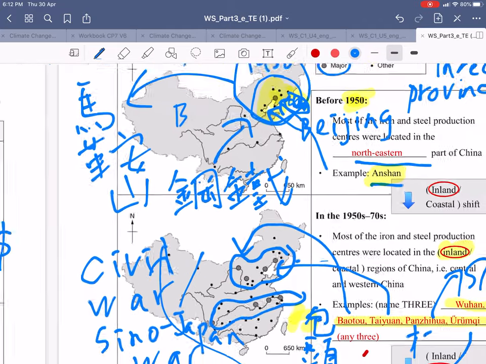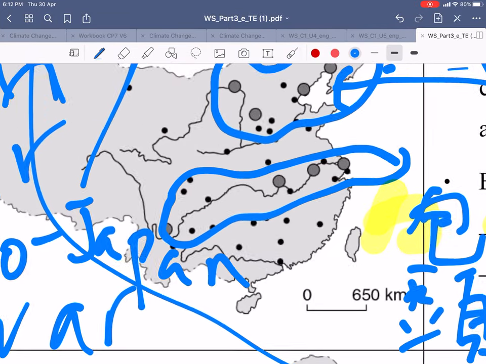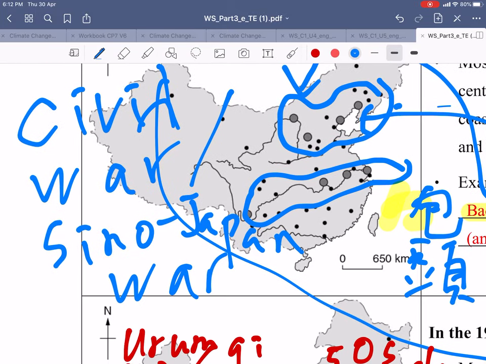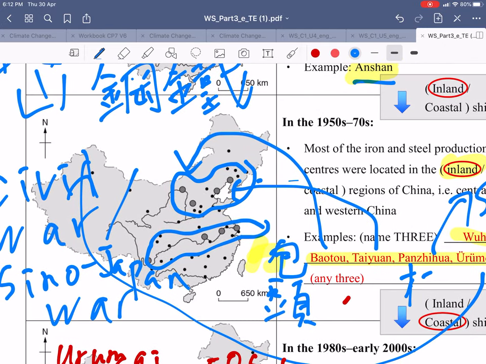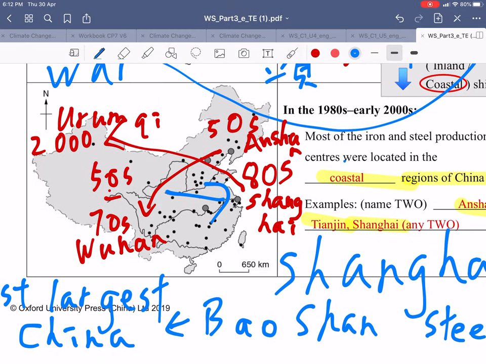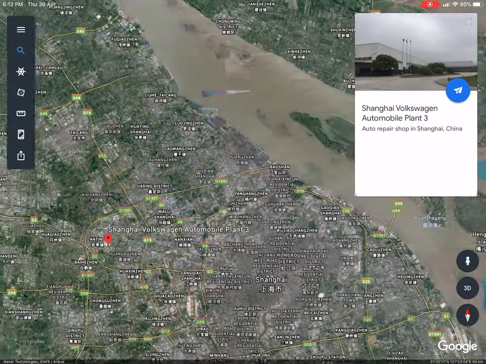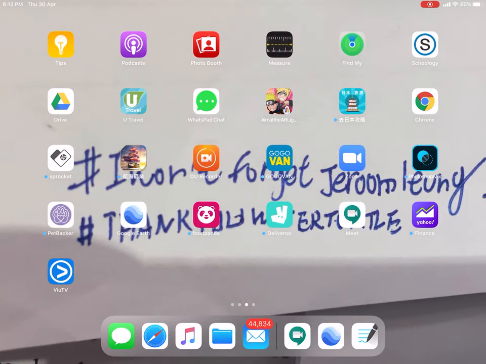This arrow is a bit exaggerated. I'm just talking about this area, along the Changjiang River Basin. For example, Wuhan, and the Chongqing steel plant emerged in the 1950s. And then in 2000, it comes to Shanghai. That's the thing that I've shown you here. Baoshan steel plant, only one in Shanghai yet.